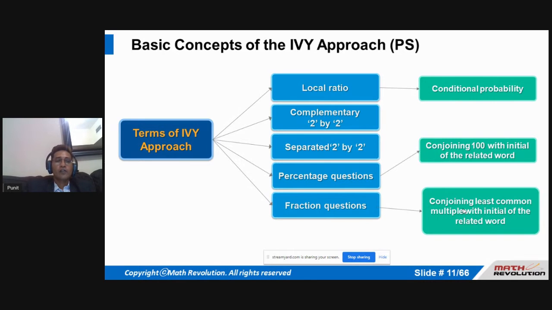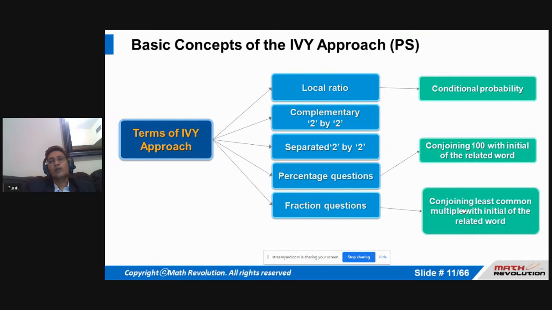It will be there on your screen in the next 2 seconds, and you can take a complete picture of it. I'll hold the slide for a minute so that every one of you is able to take a hold of it. So these are the terms that I prominently used in the IV approach. We talk about local ratio, which is altogether a conditional probability. We talk about complementary 2 by 2. We talk about separated 2 by 2.